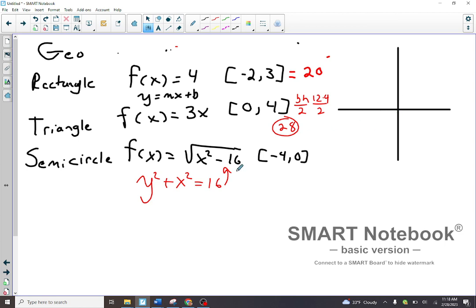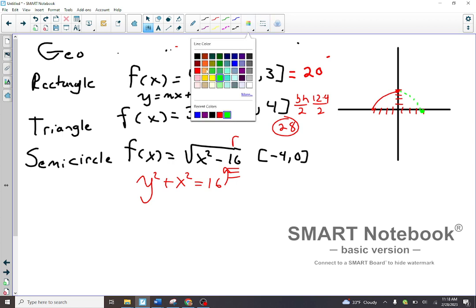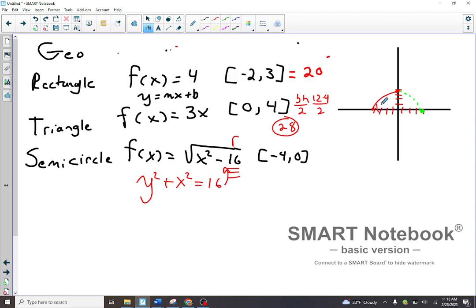So in this case, if it's a semicircle, you could tell that this number right here is going to be your radius, okay? Which means it's a semicircle from here, from -4 to 0. If it was -4 to 4, it would be the whole way through. But in this case, it's just this part. So in this situation, it's this area right here.